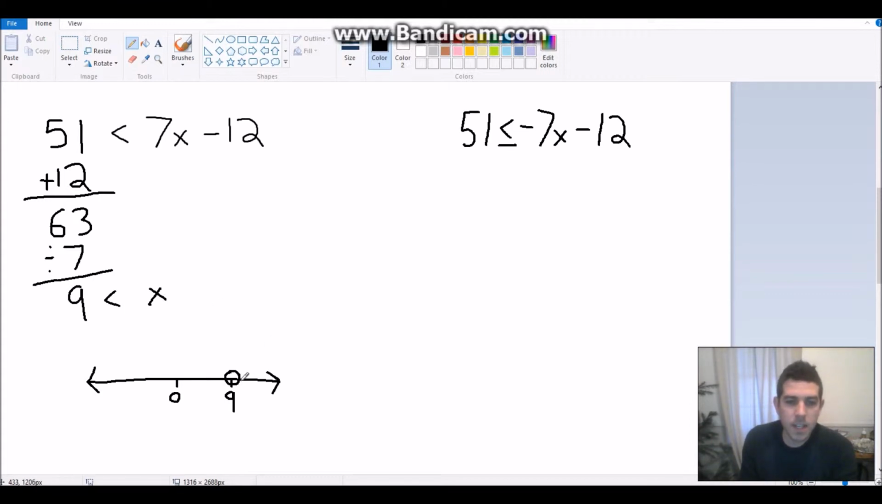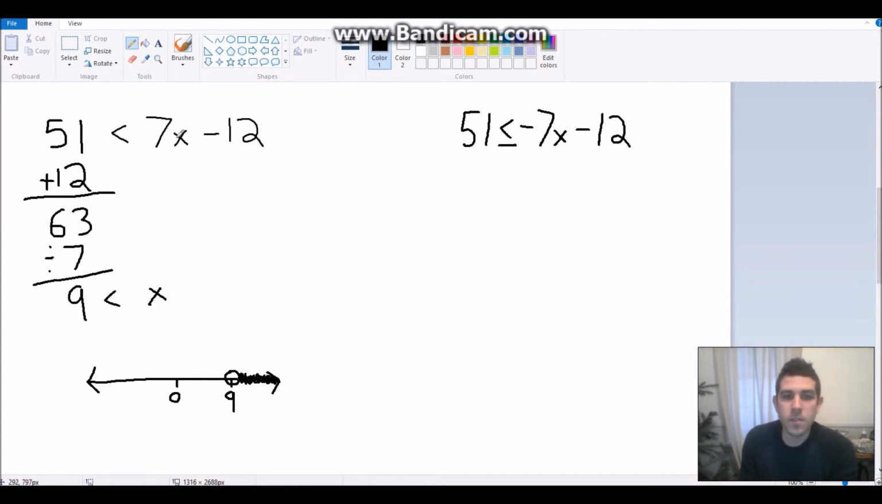So I'm going to shade in and make this side of the number line shaded in, meaning these are all the possible answers x could be. X could be 10, it could be 11, it could be 12. Those are all numbers greater than 9, but it can't be 9, so that's why we keep the circle open. It's got to be greater than 9.